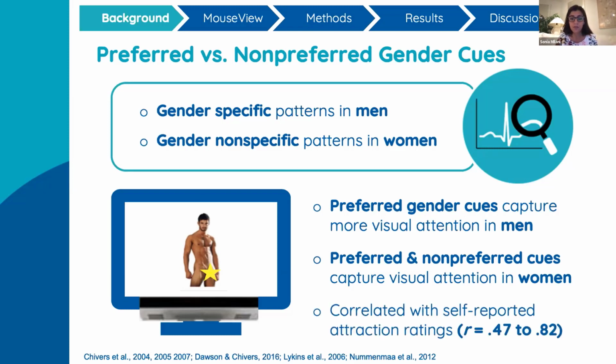Notably, these patterns of visual attention have been found to be strongly correlated with self-reported sexual attraction ratings of the models. And so male and female models that were rated as more sexually attractive were looked at more, and these effects were much stronger in men.